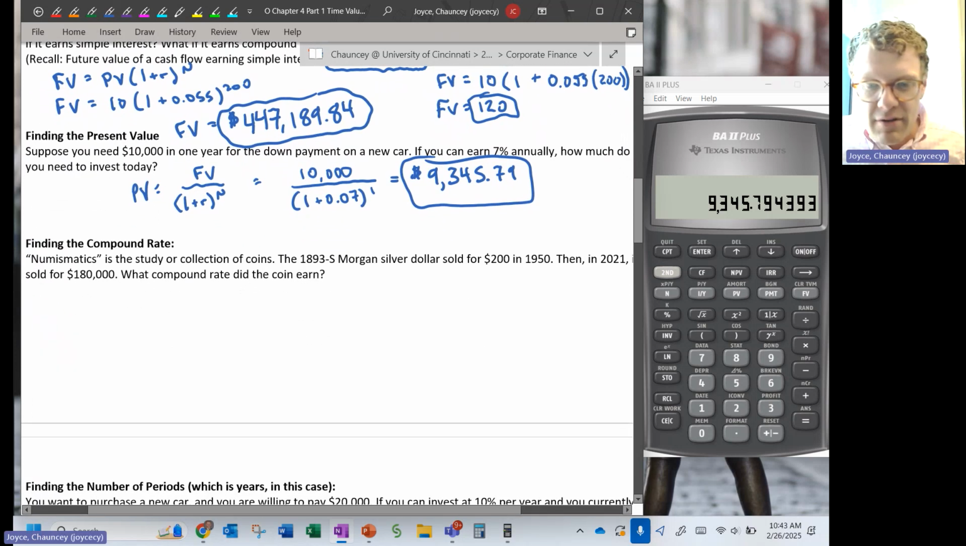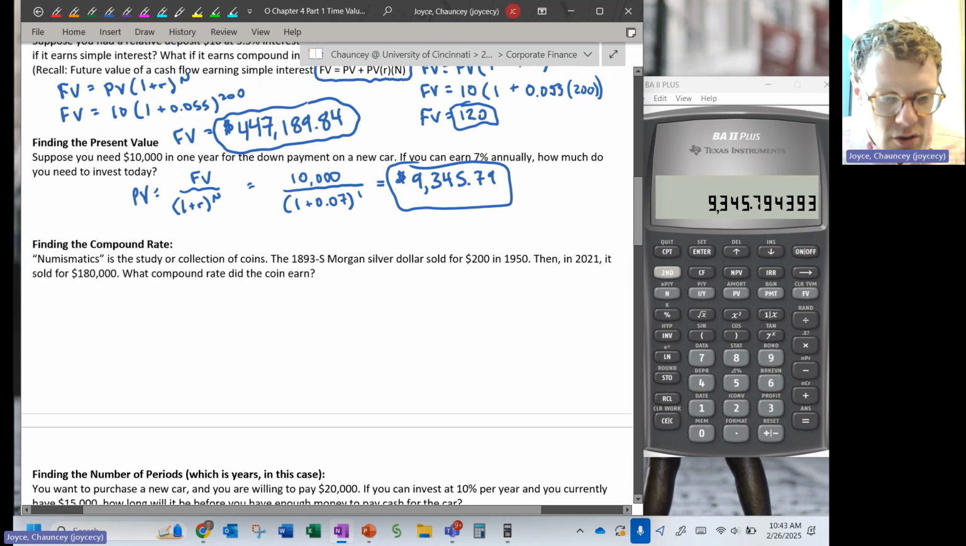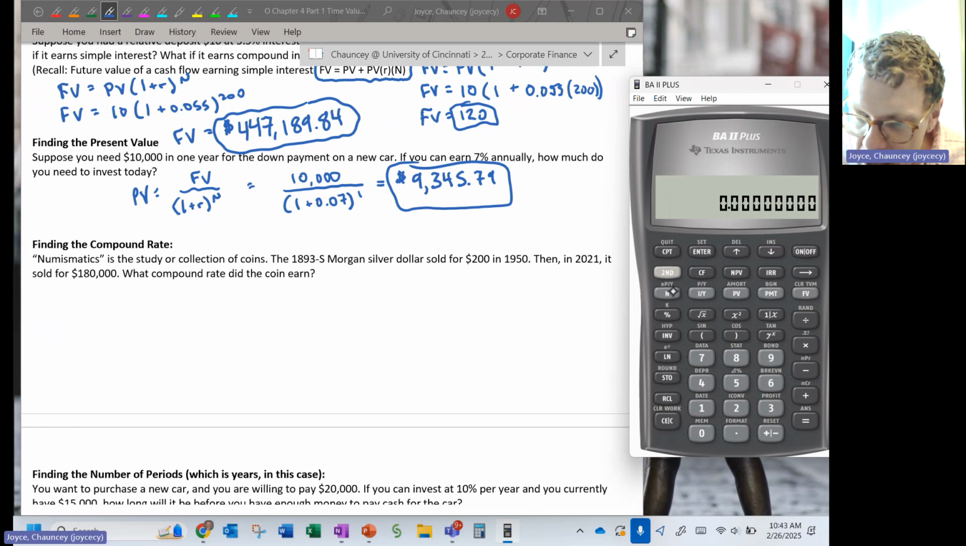All right, so numismatics is the study or the collection of coins. The 1893 S Morgan silver dollar sold for $200 in 1950. Then in 2021, it sold for $180,000. What is the compound rate on this coin? So now we're going to do a financial calculator approach. N, IY, PV, payment, and future value. This whole row of buttons works together.